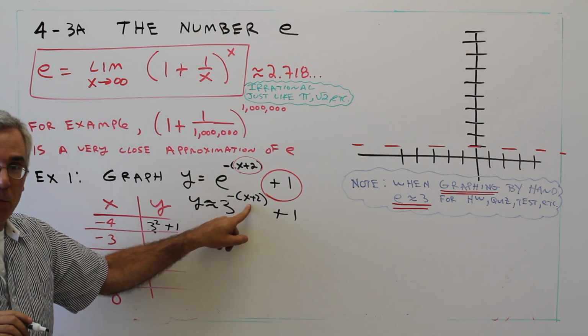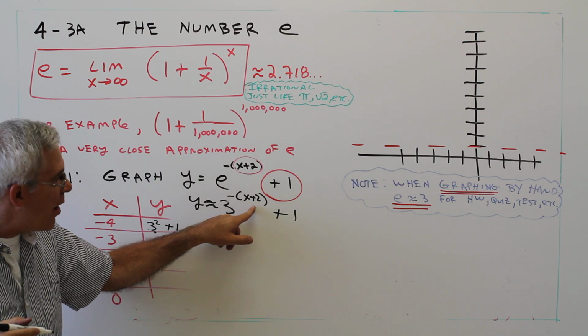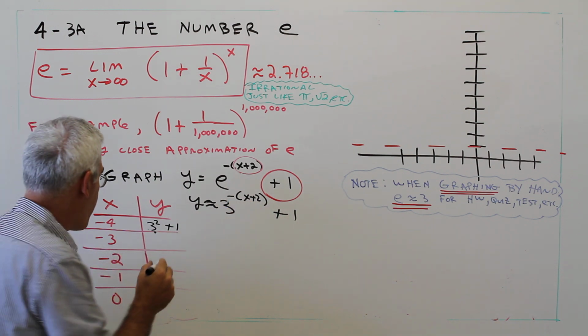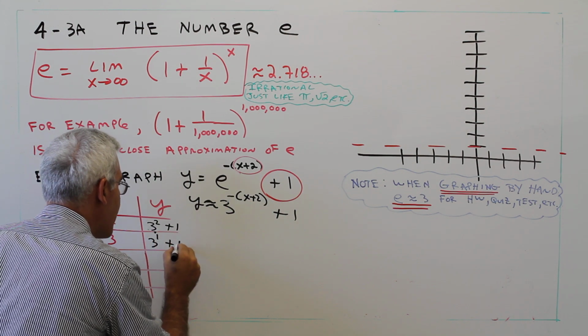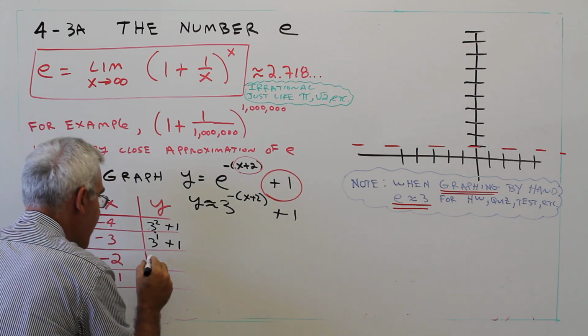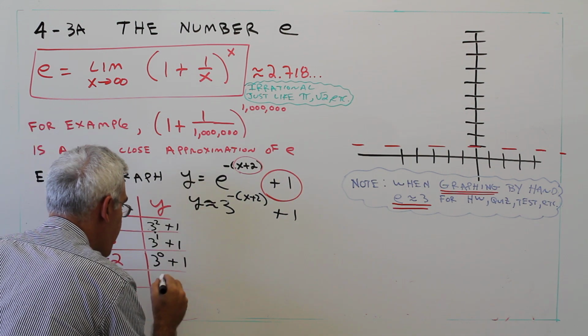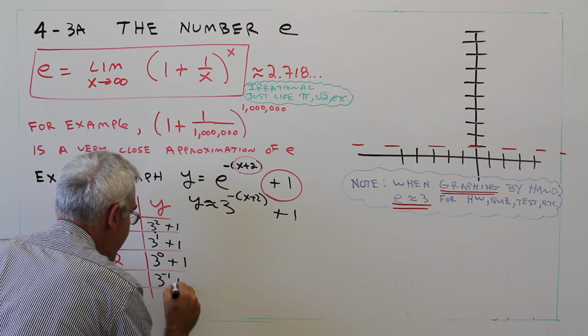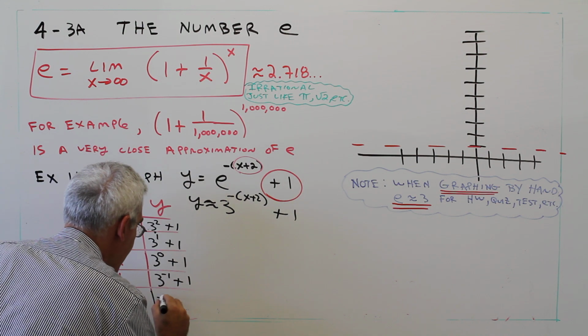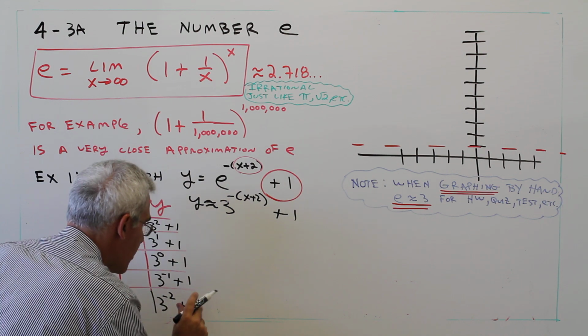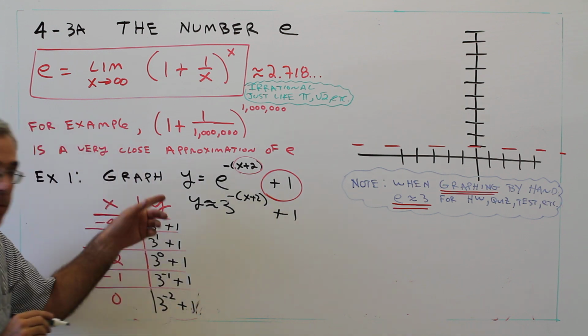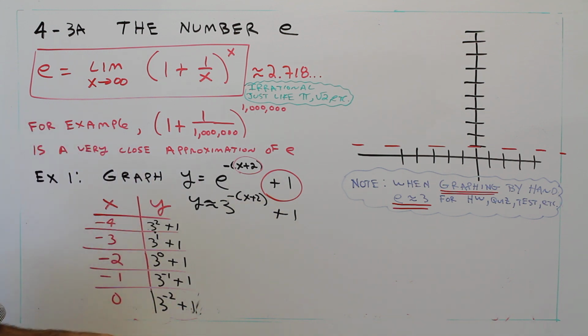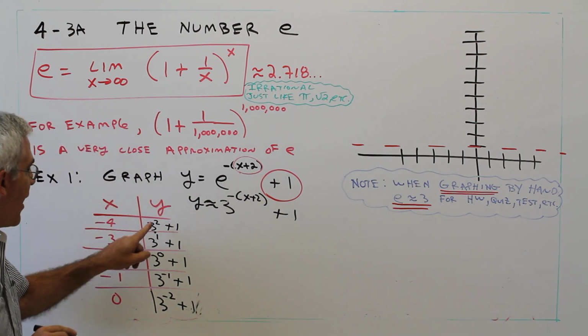If x is negative 3, add 2, that's negative 1. The opposite of that is positive 1. 3 to the 1 plus 1. Likewise, 3 to the 0th plus 1. 3 to the negative 1 plus 1. And 3 to the negative 2 plus 1. Okay, so you can see they're very friendly. So now I'll just evaluate that.